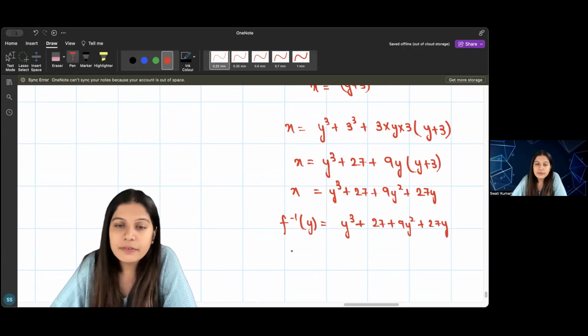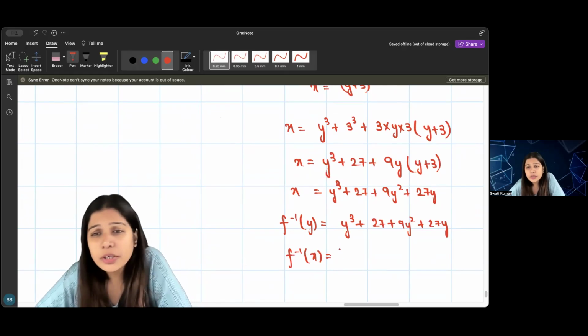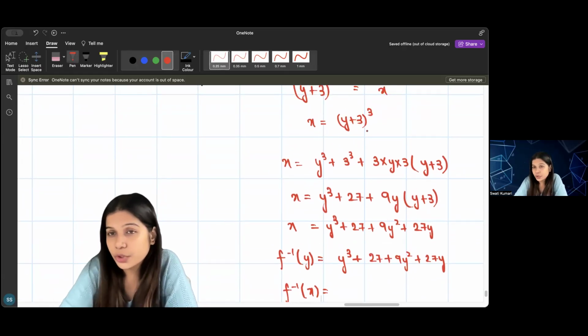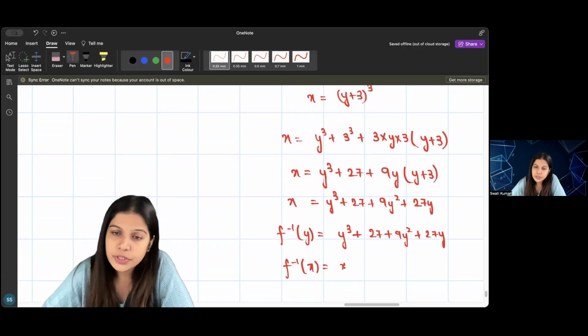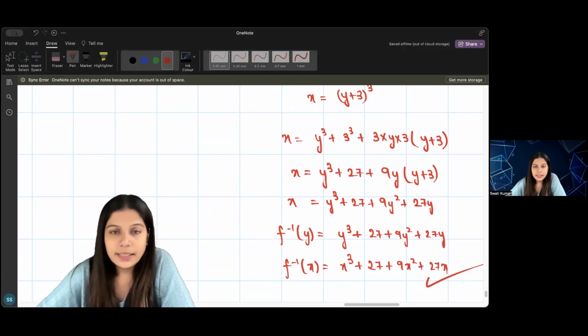And if you replace y with the x, it will become the inverse function. If you want, you could have just kept this particular step and written x plus 3 whole to the power 3. But if you want to just use the identity, it will be this: x cube plus 27 plus 9x squared plus 27x. And that's the answer.